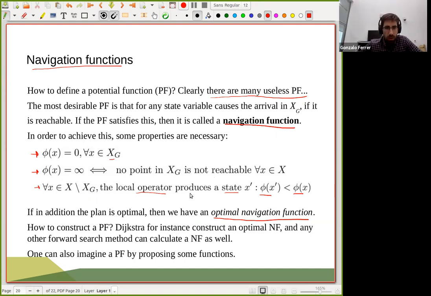Okay, what are other options to calculate this potential field? So I was talking about Dijkstra before. This is another way of calculating this. You just have Dijkstra, and then you construct this optimal navigation function. Any other forward search methods that we were discussing in lecture 2 should be fine as well. Maybe they will not be optimal, but still they will give you these qualities.